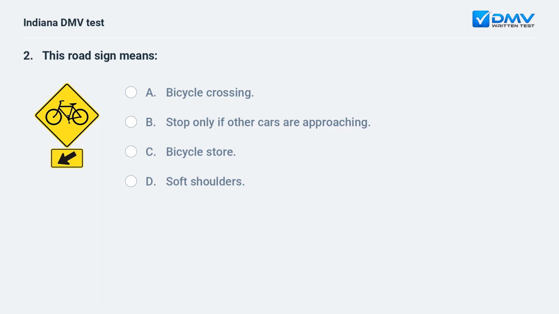This road sign means A. Bicycle crossing. B. Stop only if other cars are approaching. C. Bicycle store. D. Soft shoulders.